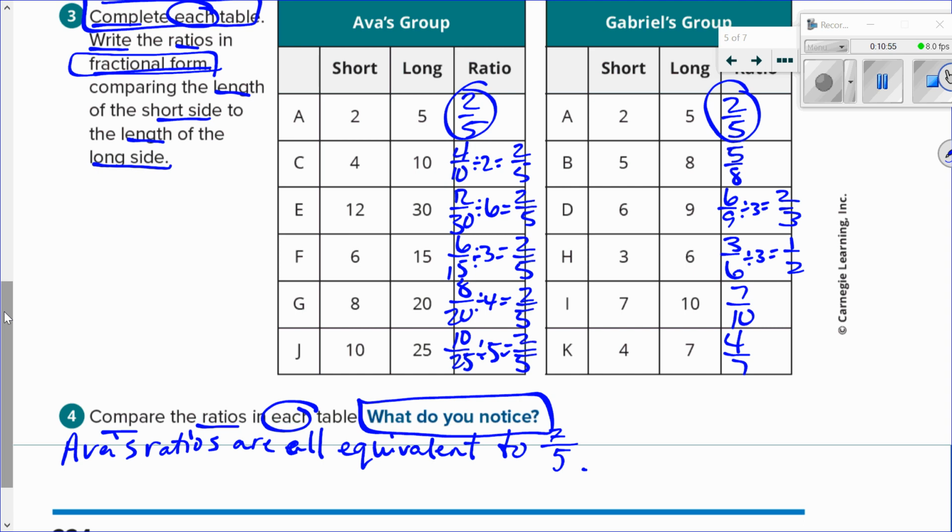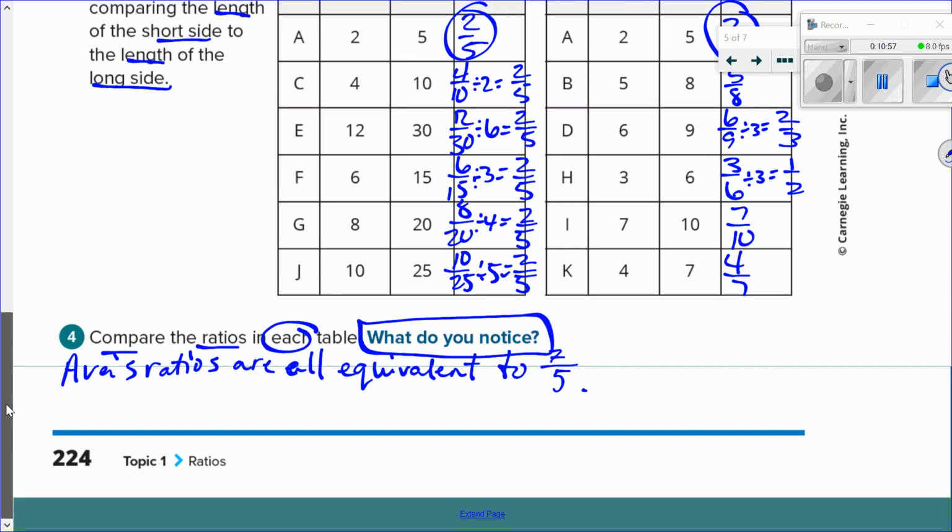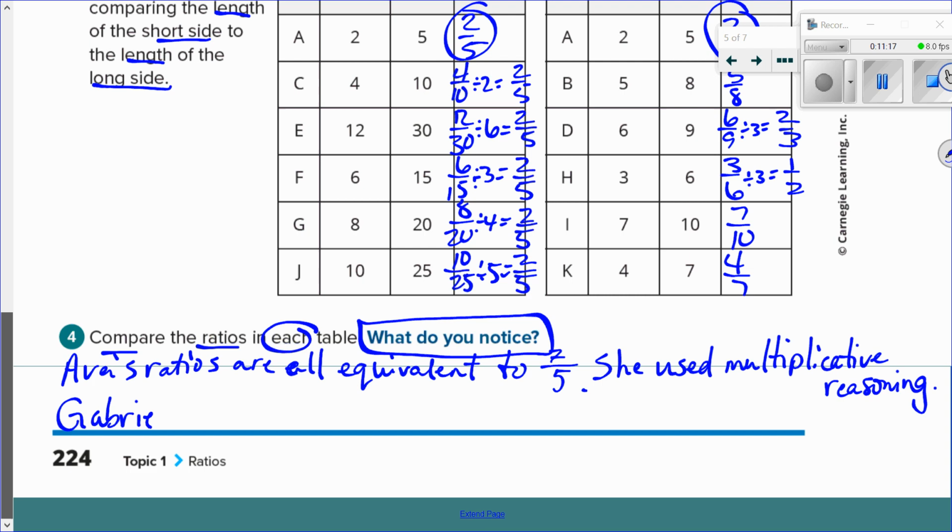For those of you that didn't hear, we can add something on Ava's. She used multiplicative reasoning. Gabriel added 3 to each short side. He used additive reasoning.